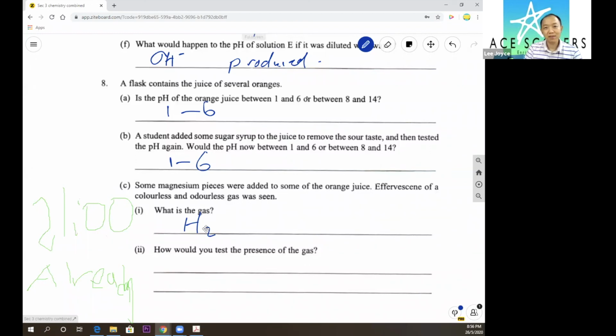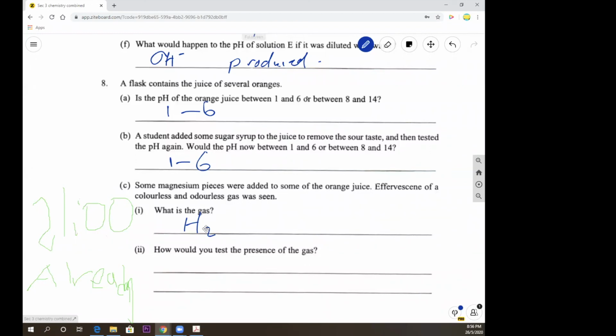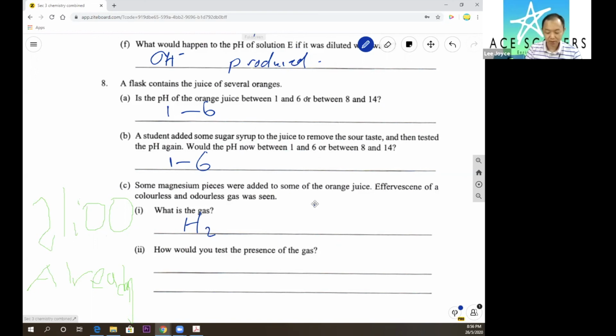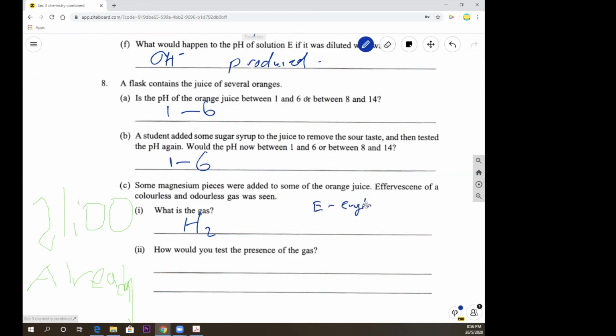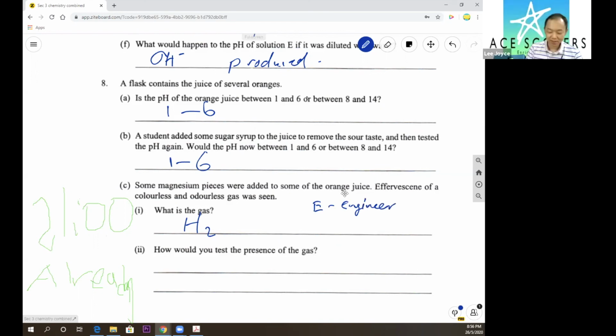E for engineer, right? E for Edric. E for engineer. Edric the engineer, right? Edric the engineer. It's like Bob the Builder. So Edric the engineer. Next.